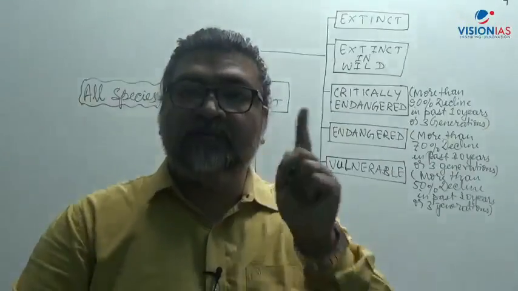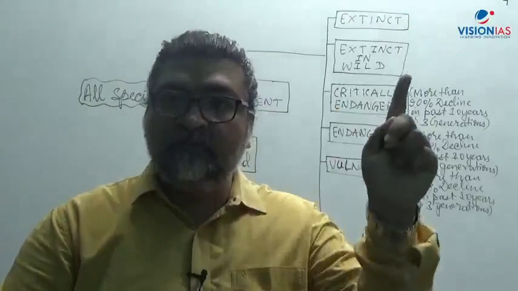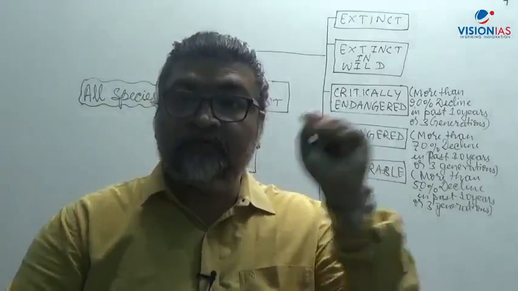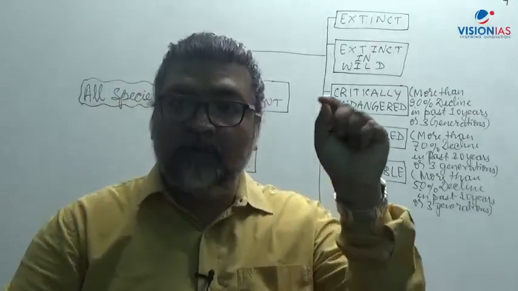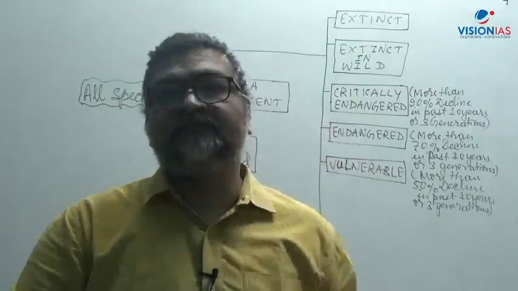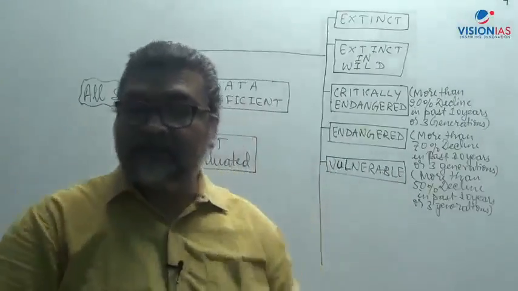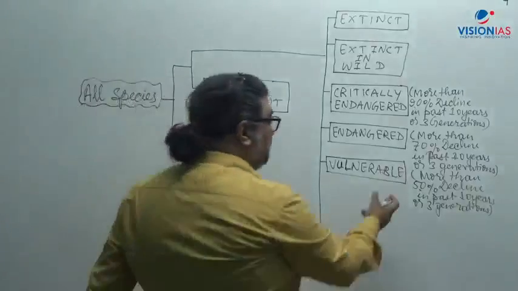Kaziranga, Manas in Assam is known for the great one-horned rhinoceros. Great one-horned rhinoceros is vulnerable. You have to know all these facts from the current affairs aspect. So here, vulnerable, the 50% decline.